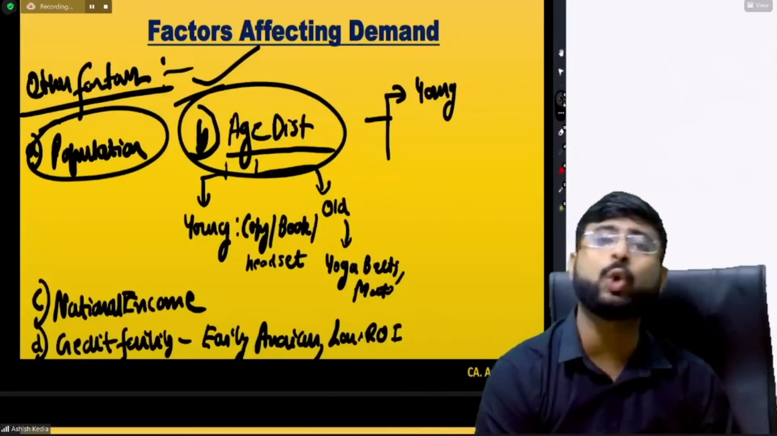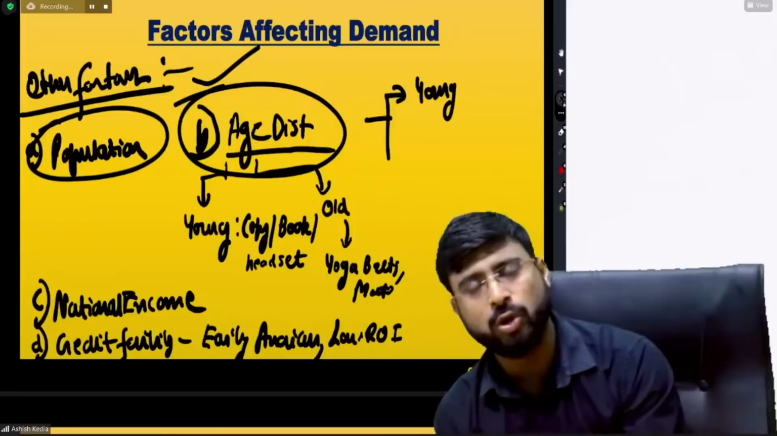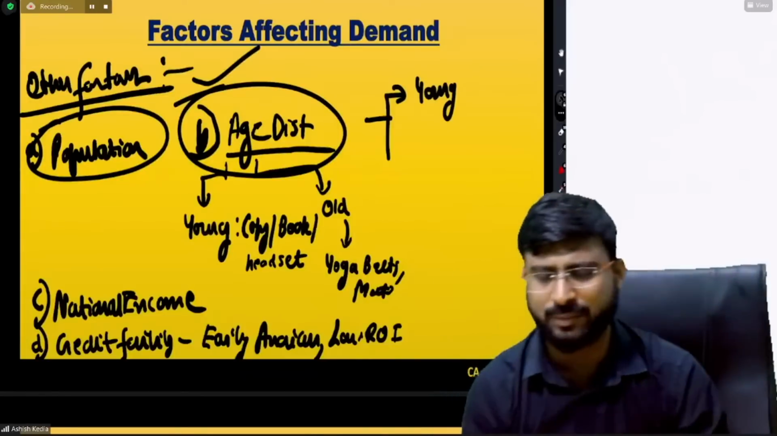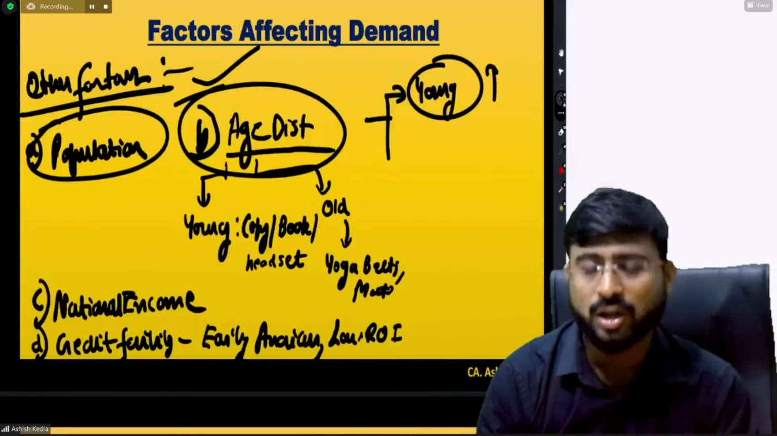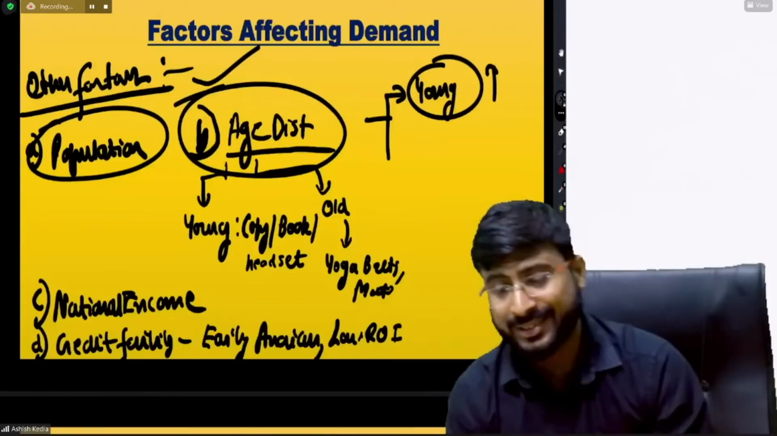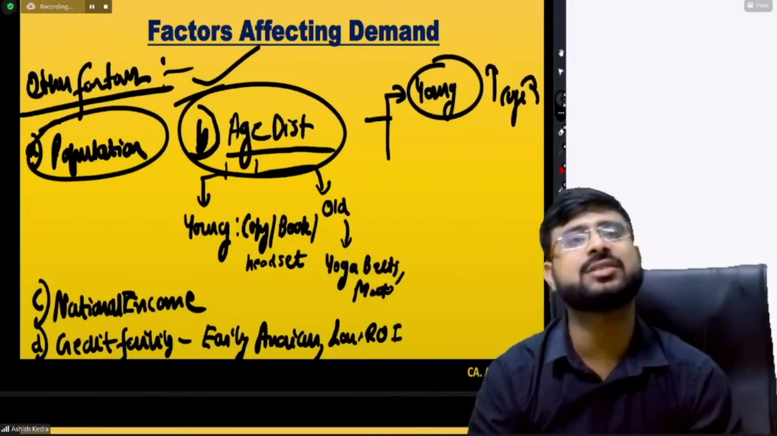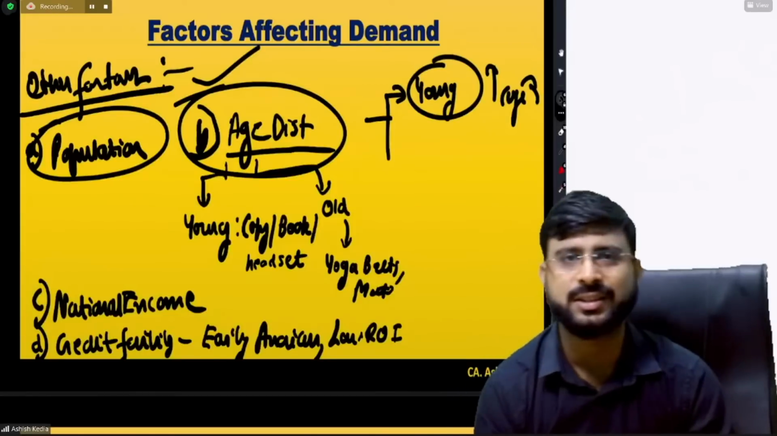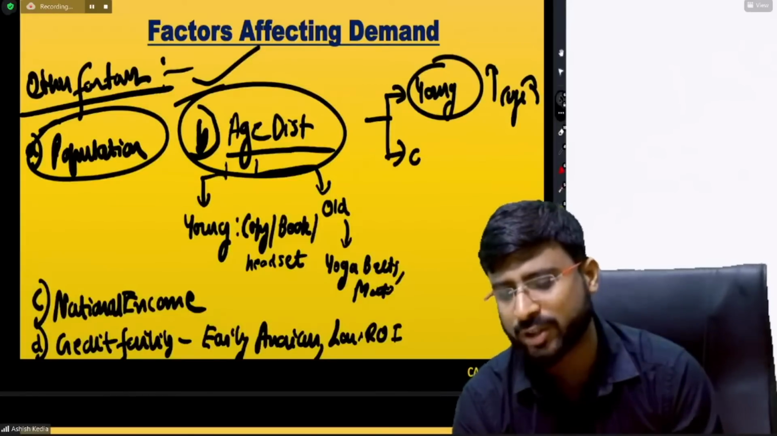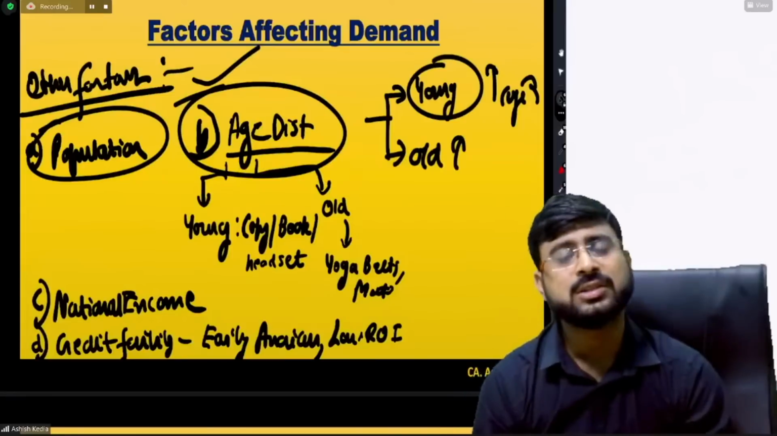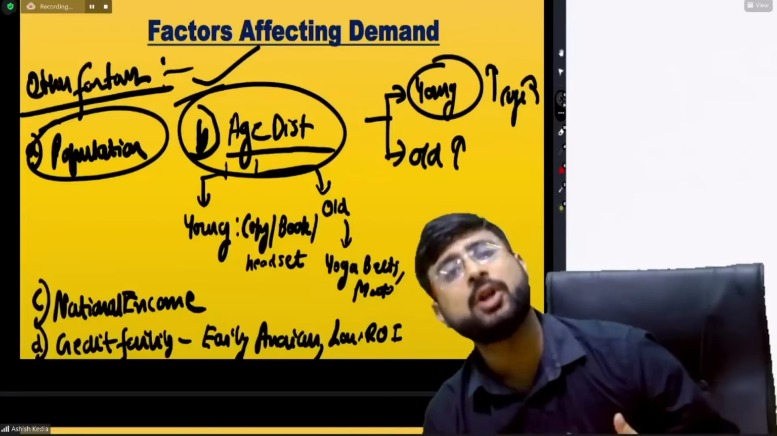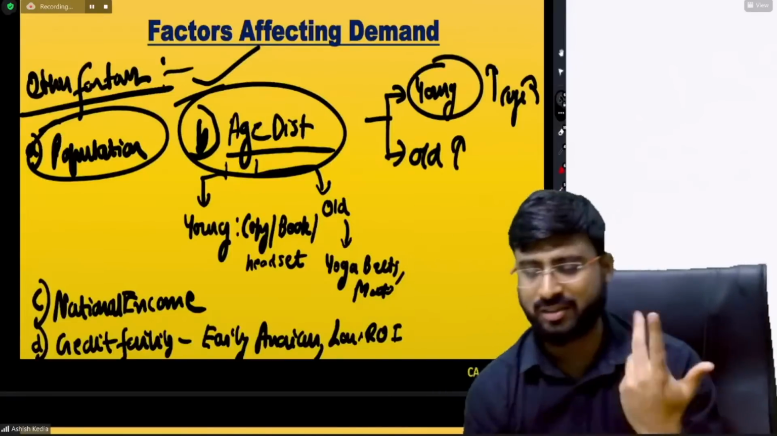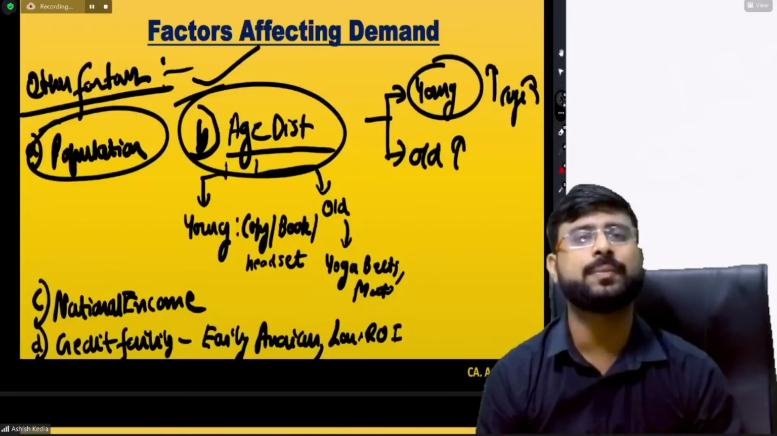It's not that I'm saying that old people can't go to coffee or don't go to cafes. Just for example. If the town has more young people, then the town will have more cafes, more gyms, let's say. And if the town has more old people, then the commodities which old people generally use more, the demand for those commodities will be more.